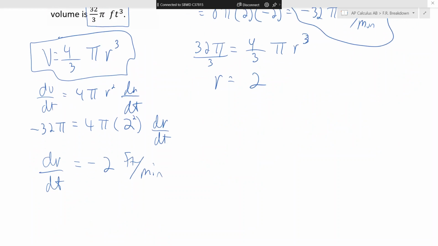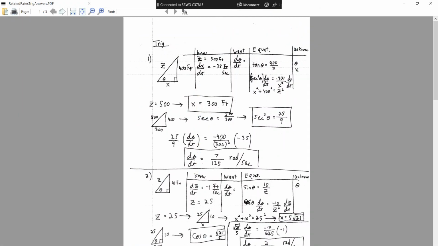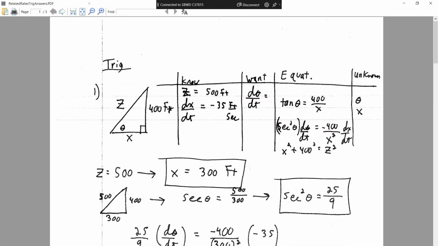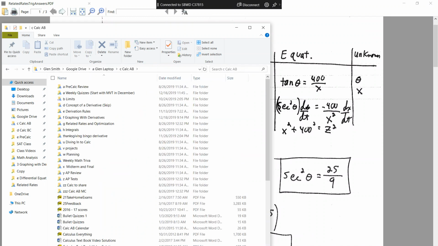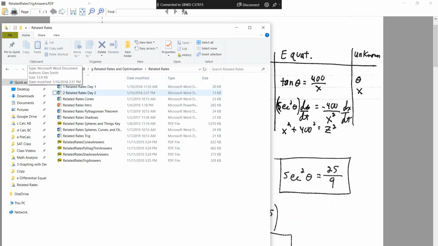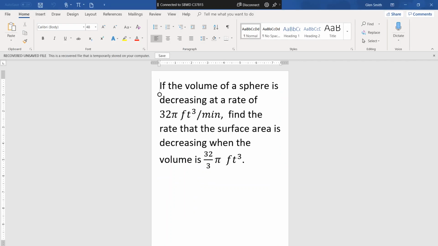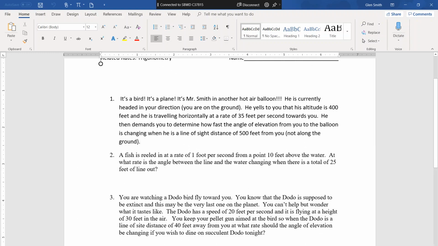Let's go over the trig homework. I put this answer key online, just for you and for all the other students in calculus. Where is this? Related rates trig. All right, let's pull up something trig. I'm not going to do every single one of these, but I will walk you through a couple, all right?